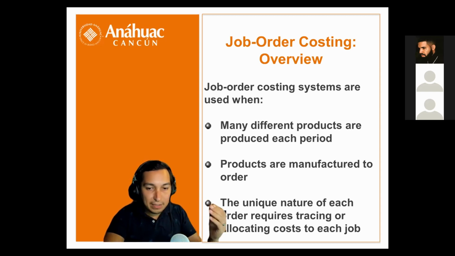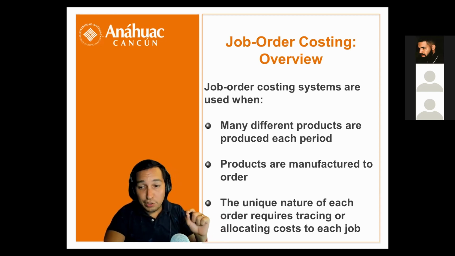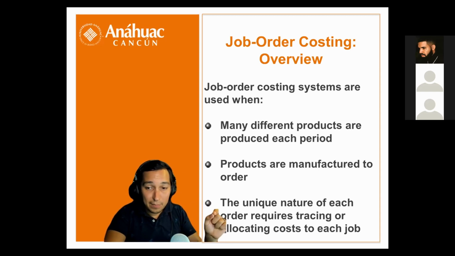orders that require tracing or allocation of cost to each of those job orders. So each job, each product has something a little bit different about it, or at least it's customizable in some way, and we track our cost then by job. And that's what we call a job order costing system.